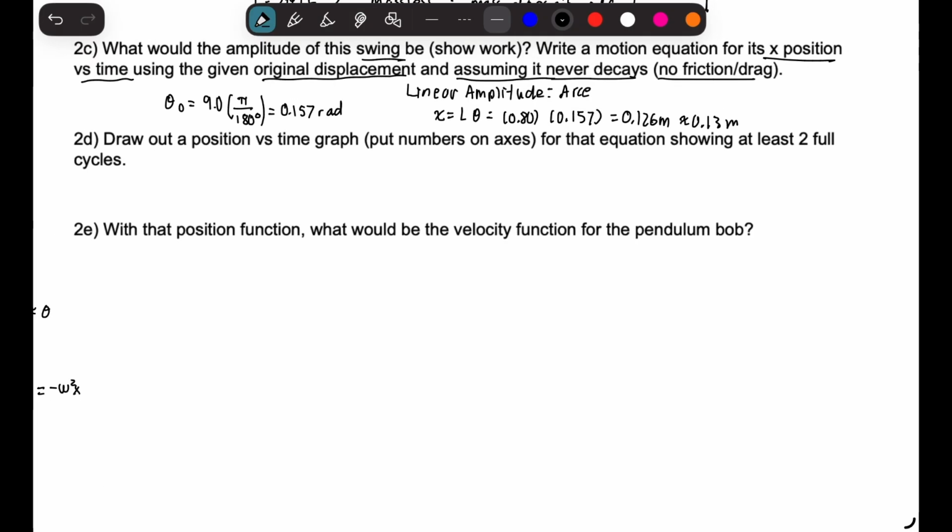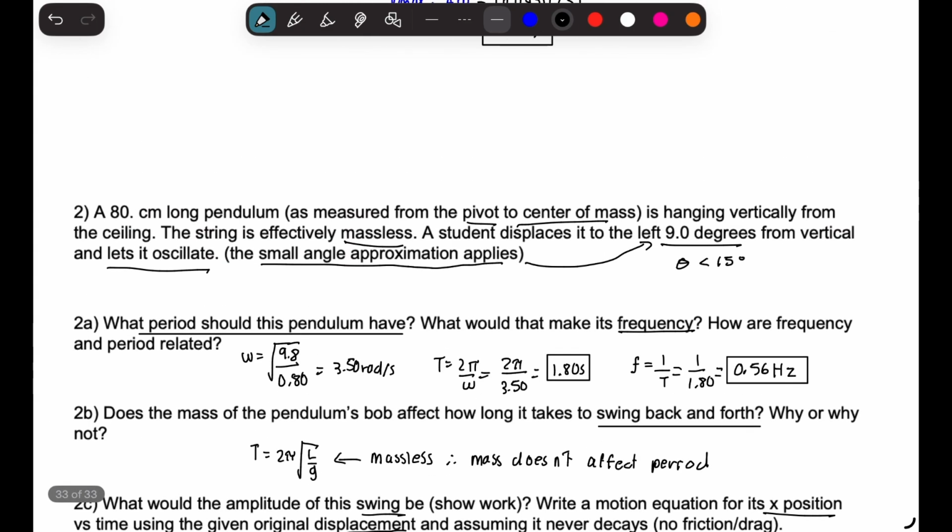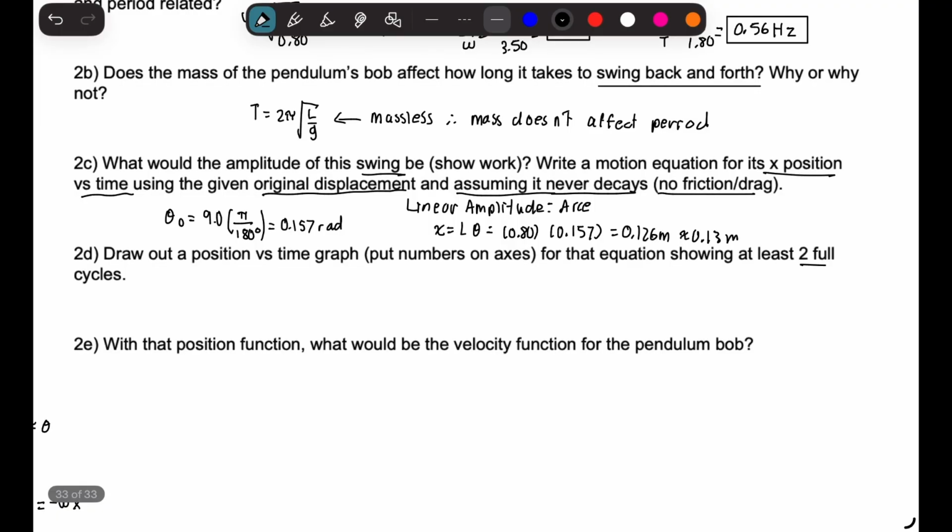Draw out the position versus time graph. Put numbers on the axes for the equation showing at least 2 full cycles. Okay, so what you have here is that your pendulum is released from rest.